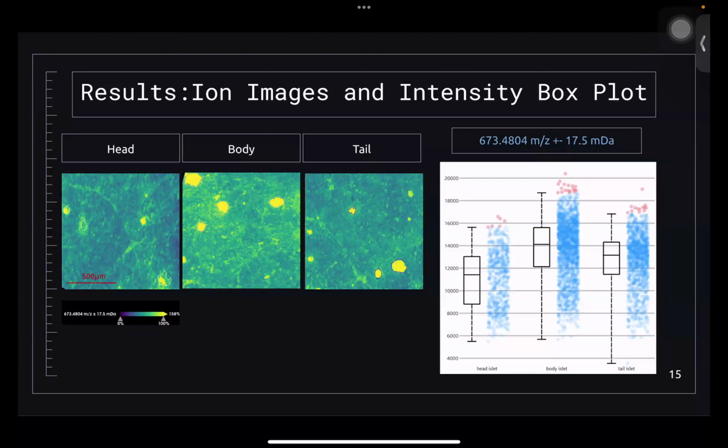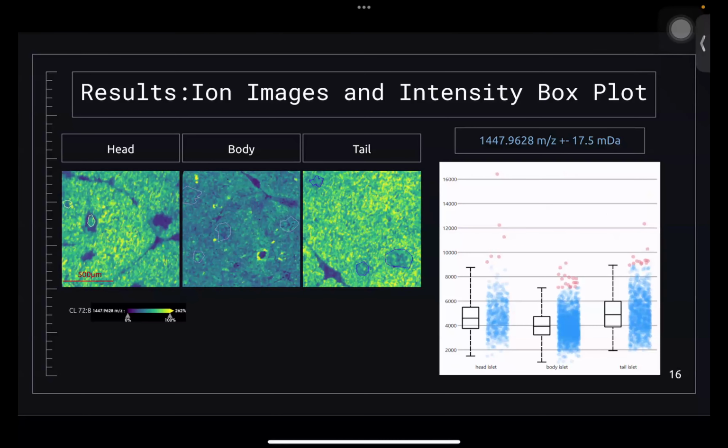Another ion. After getting the MALDI data, I went through a couple of ions and noticed some that seemed interesting. This is another ion that is localized in the islets. You see the islets are the bright yellow spots there. So there's another lipid that's localized in the islets. We can also see a similar trend where the median intensity is higher in the body than it is in the head and the tail.